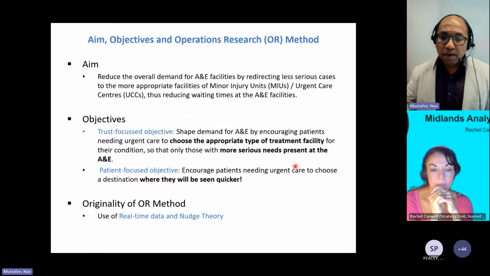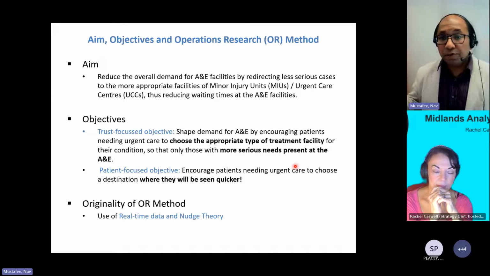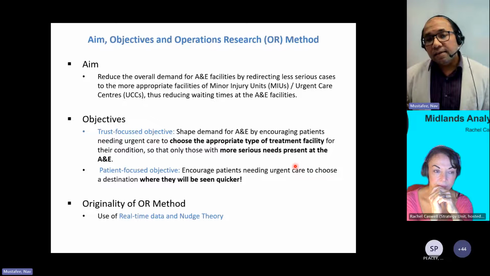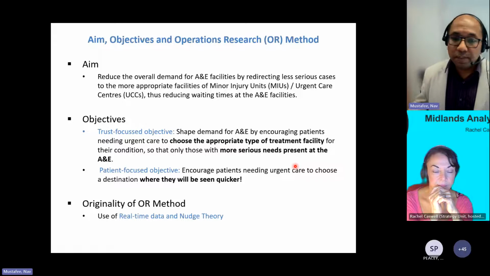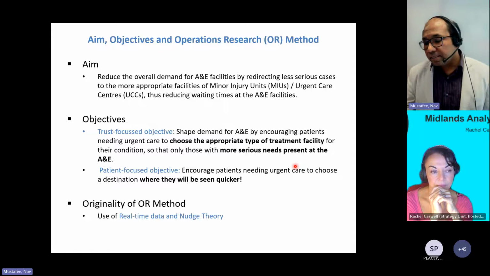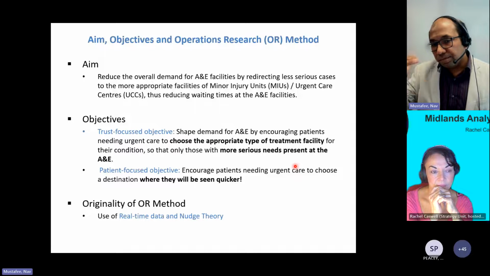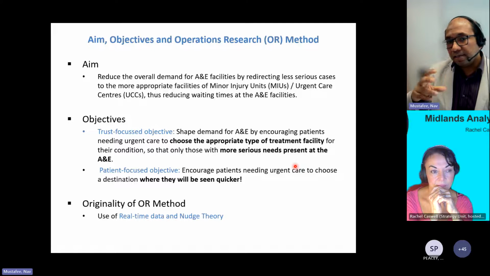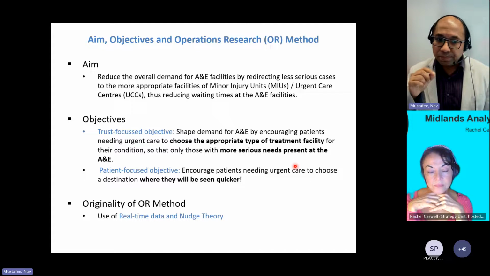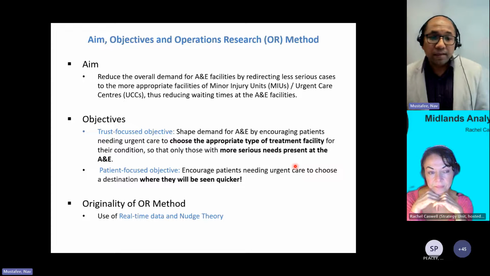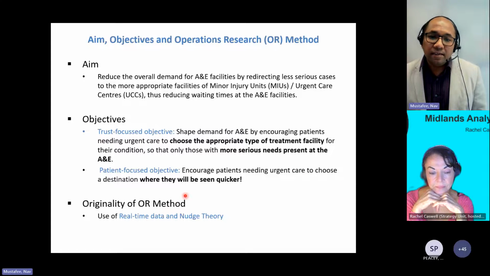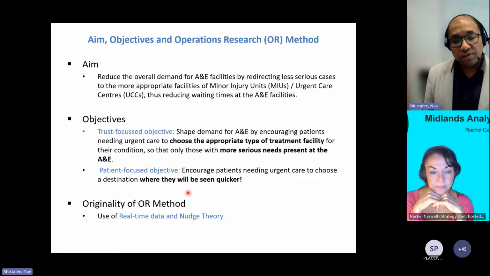With the data updated in our system every 5 to 15 minutes, patients can see which facilities are busy, and then they can take appropriate decisions that way. But A&E is still for emergency care.